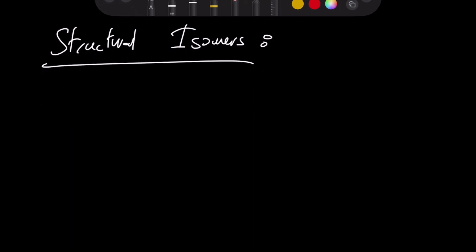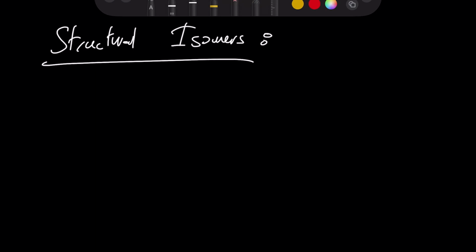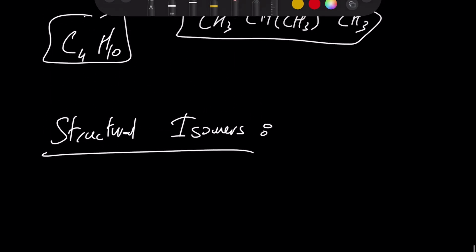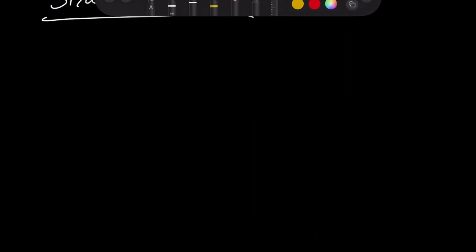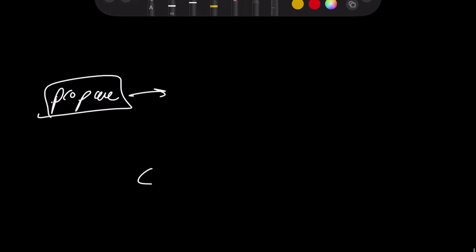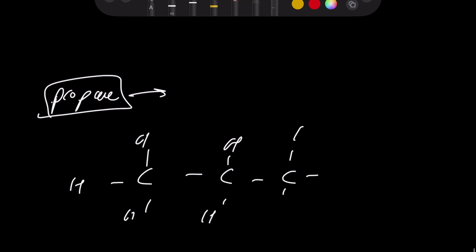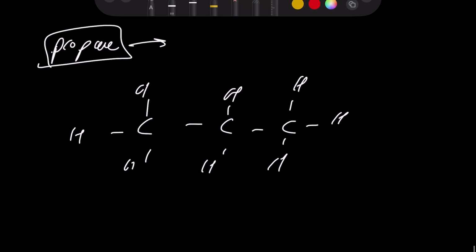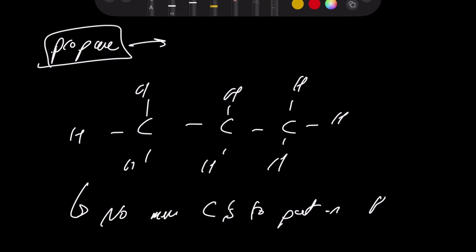You can have different structural isomers. For example, can we have structural isomers for propane? Let's draw propane out. Can we have? No. Why? Because there's no more C's to put in the middle. Okay, acceptable answer.